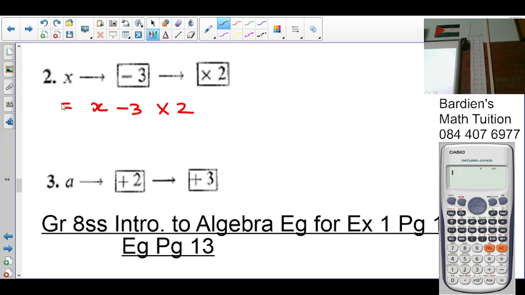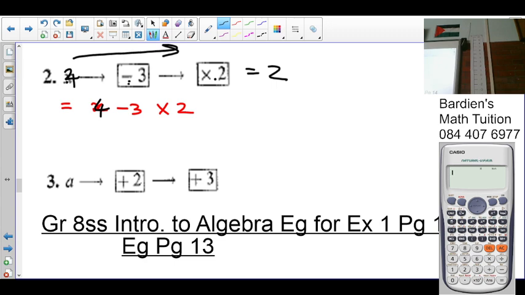Let's say x was 4. If x is 4 and I go with this flow diagram, what's 4 minus 3? 1. 1 times 2? 2. So that answer should be 2. So if I put 4 through here, I should also get 2. So that's the same sum, not so.